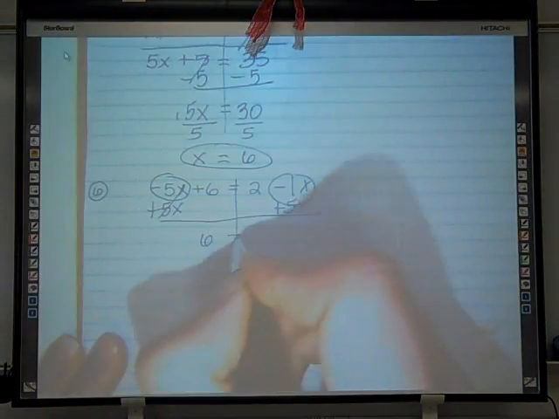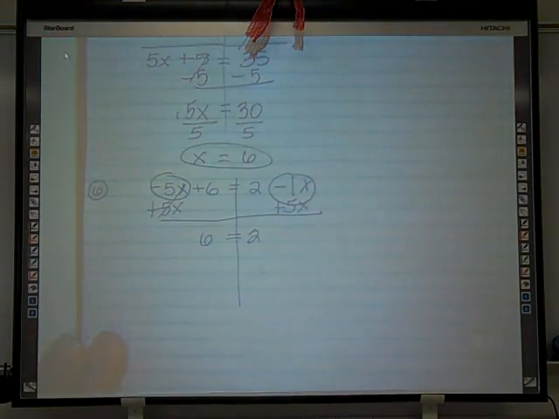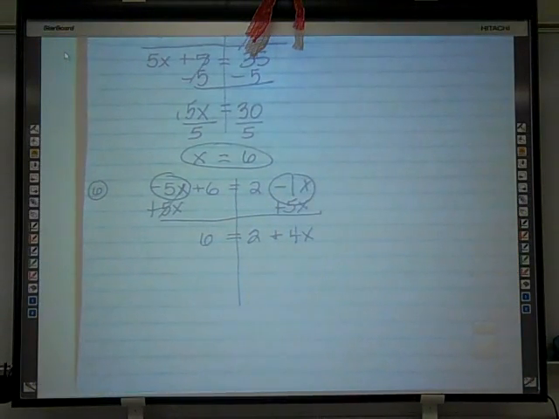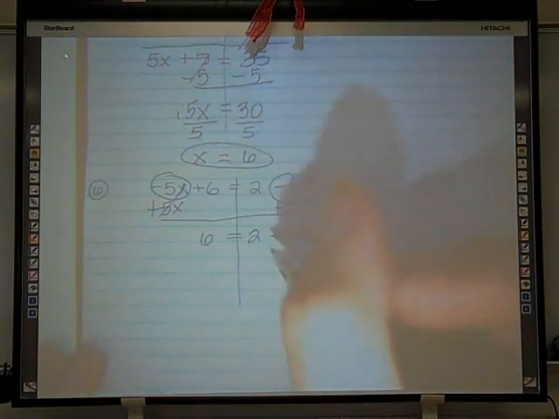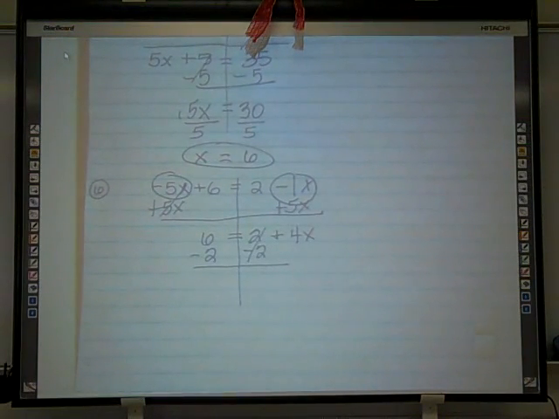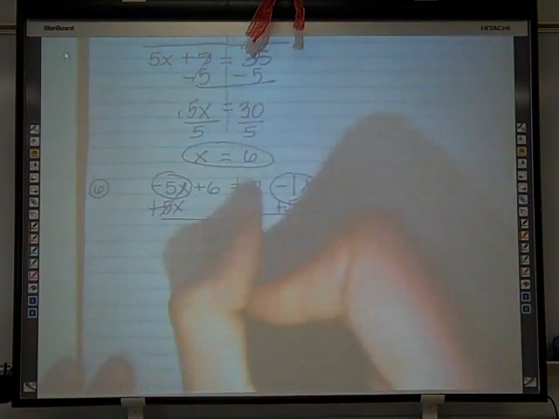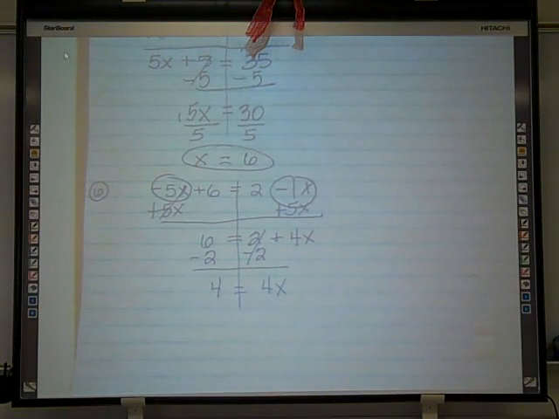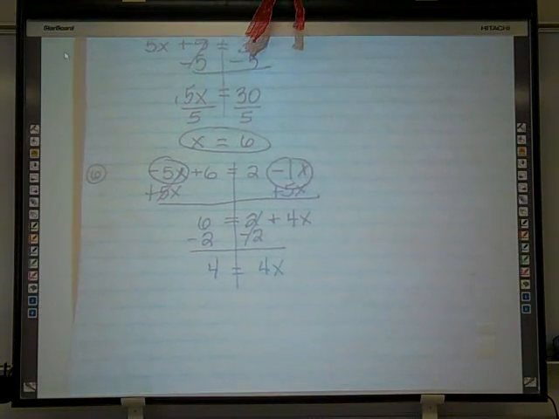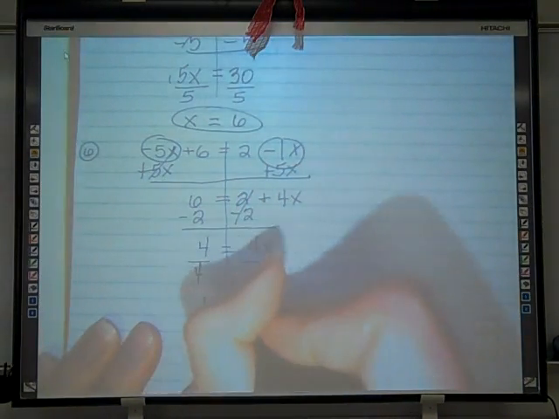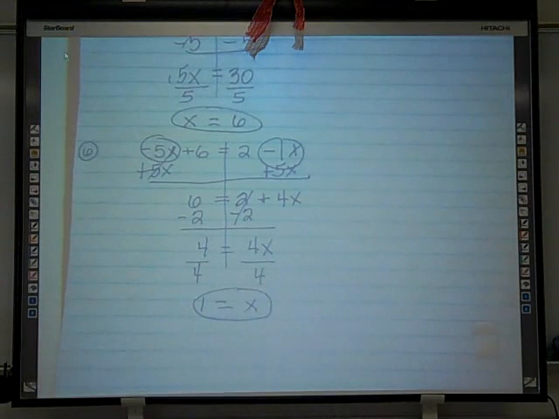So we have 6 equals 2. Now, negative 1 plus 5 is going to give us a positive 4. Next step, we're going to take that 2 over to the other side by subtracting. So 2 minus 2 is 0, where that's gone. 6 minus 2 is 4, which is still equal to 4x. Now last step, divide both sides by 4. So we have 1 is equal to x.